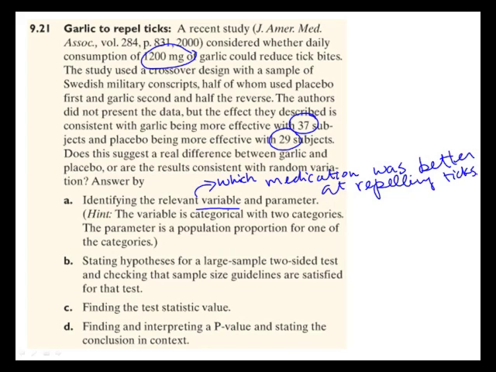Well, it's not exactly that, because all they're recording from these 60-something people is which they said was better. So the data that they have is going to be garlic or placebo, depending on which they thought was better at repelling tick bites. They're not actually going to record the number of tick bites or anything like that. They're just going to ask which was better. But how would they measure that?